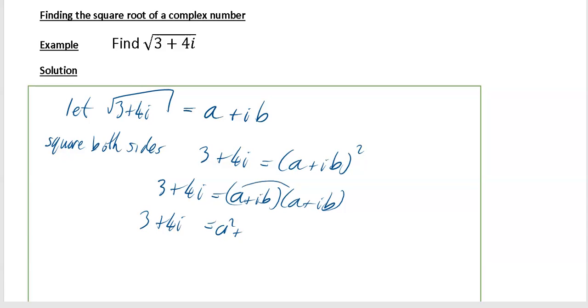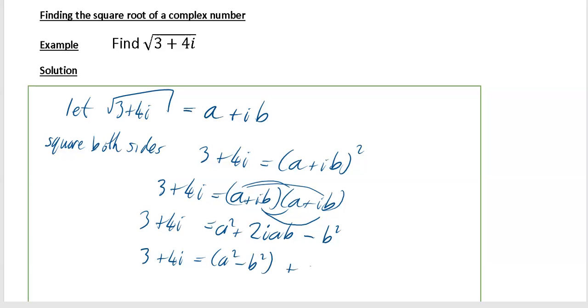So you have a times a gives you a squared, a times the ib gives you iab. You'll have another one of those. So what you've got really is 2iab, and also you're going to have ib times ib, which is going to be i squared times b squared, and i squared is minus 1, so it's minus b squared. All I'm going to do is rewrite this thing, and I'm going to group my real bits together. So a squared minus b squared, that's my real bit, and then my imaginary bit, and I'm going to take the i outside of the bracket to 2ab, I should say.